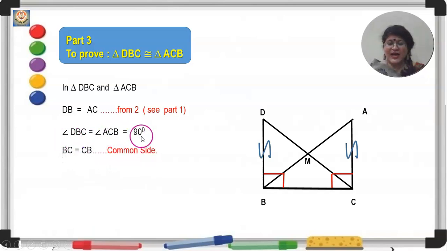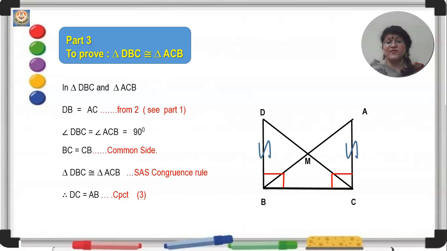Then these two angles are 90 degrees. That also we proved from part 2. And BC equal to CB, common side. So the two triangles become congruent by SAS, because this is a common side. So by SAS congruence, hence we have proved it. Now we will move to part 4.